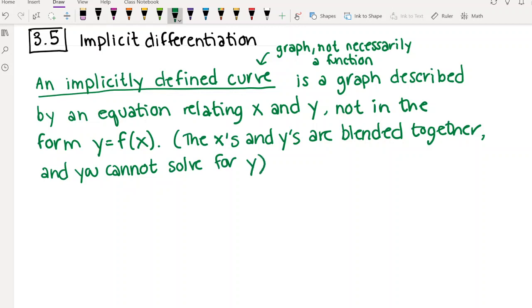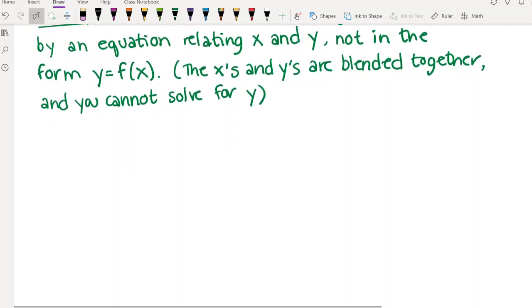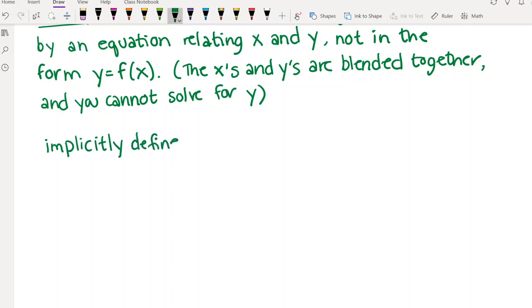Okay, so let me write down some examples of what these kind of equations might look like. So I'm going to first list some that are implicitly defined curves. So one example, kind of the first most basic example would be something like x squared plus y squared is equal to 25. So that's a circle, right? And so why does this fit the definition that we have above? Well, it's an equation relating x and y, right? It's telling you a relationship between x squared and y squared equaling 25. However, it's not written in the form f of x is equal to or y is equal to. It's all kind of blended together.